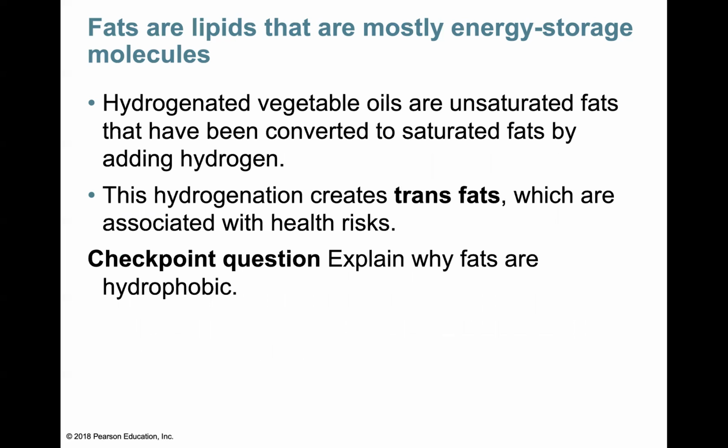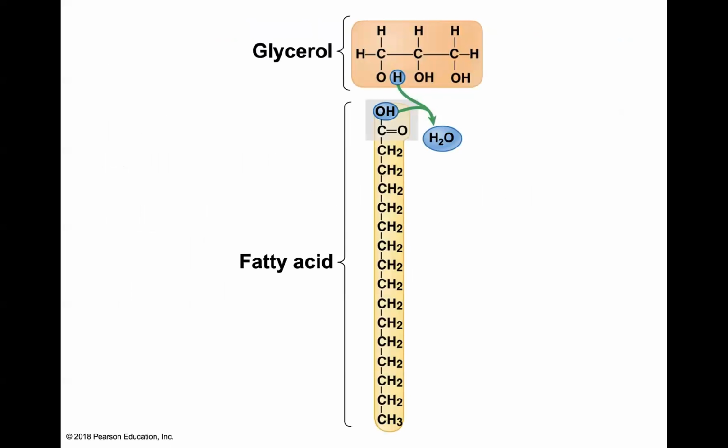We want you to be mindful of these 2 different types of fats and what their sources are. Hydrogenated vegetable oils are unsaturated fats that have been converted to saturated fats by adding hydrogen. This hydrogenation creates trans fats, which are associated with health risks. So as you are consuming various foods and learning to read nutrition labels, you're looking to see the types of fats that these foods contain. We want our unsaturated fats. We don't want a lot of trans fats.